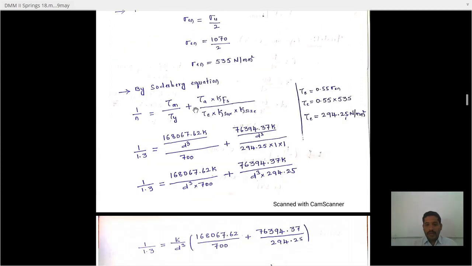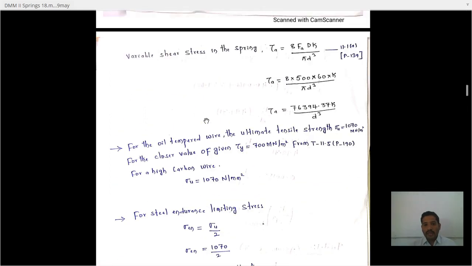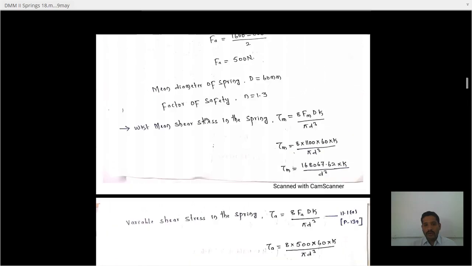You have to replace here, and K as it is. So the stress concentration factor value is not given in the problem. If it is not given, then you need to consider the value of 1, okay, by. So endurance shear stress, how much we got here? We got the answer here as 294.